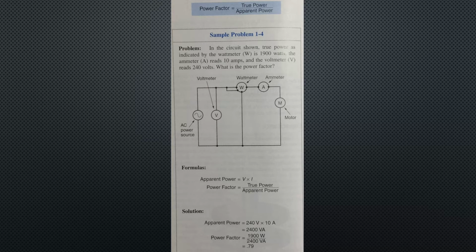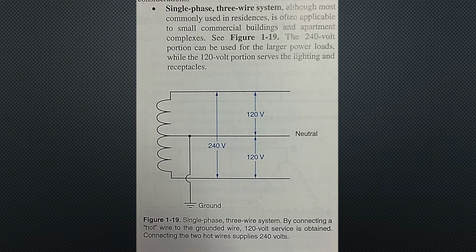Utilization voltages. There are 5 basic voltages delivered from utility supplied distribution. The commercial building application depends on load requirements and economic considerations.